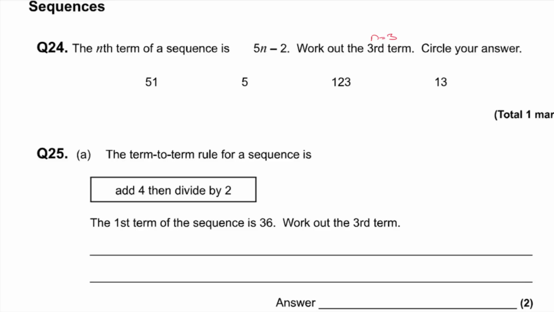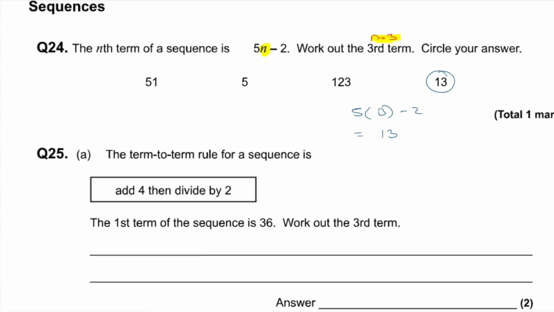So we're just going to sub n is 3 into that expression. Just like we were doing with substitution, we're going to replace n in the expression with the value 3, and then just work out what it is. So what's 5 lots of 3 minus 2? 5 lots of 3 is 15. Take away 2, that's 13 then, isn't it? It's that one there.